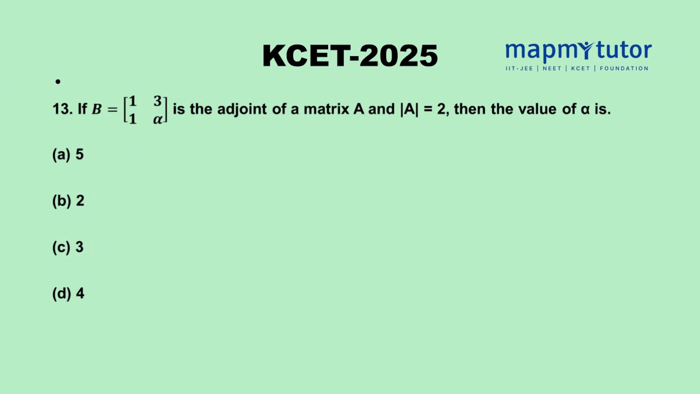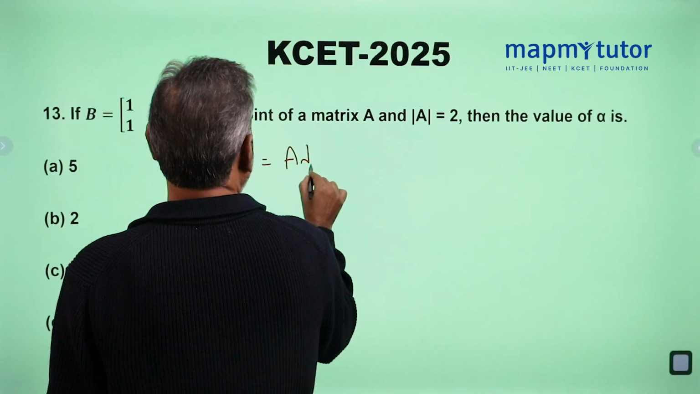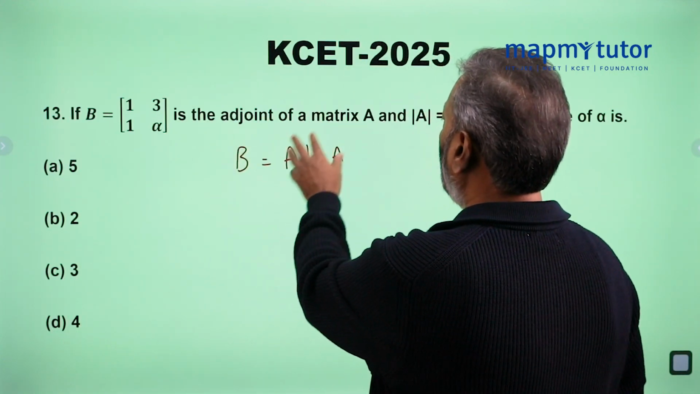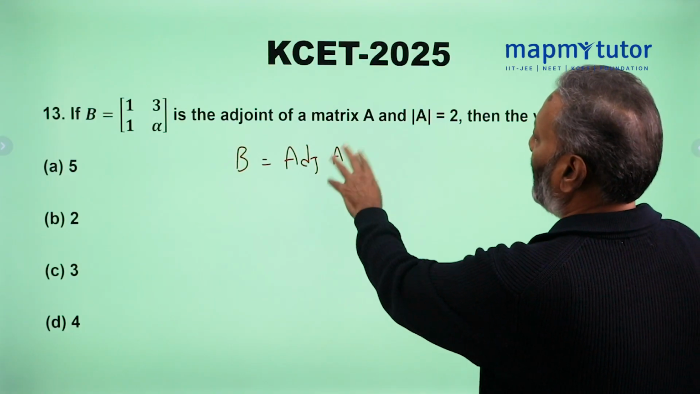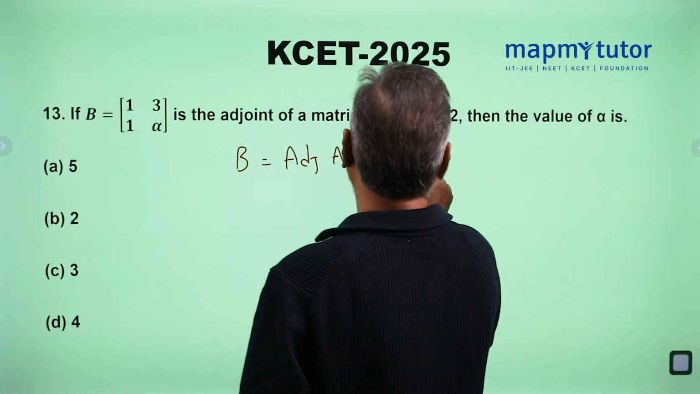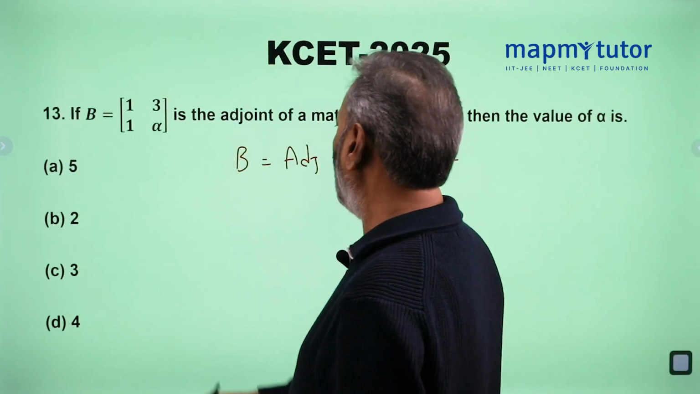B is [1, 3; 1, alpha], okay, is the adjoint of a matrix A. So, B is the adjoint of A. Let us write in the equation format. B is the adjoint of a matrix A. That means adjoint of A is B, or B equal to adjoint A. And det A is given as 2, of course. Then the value of alpha, that unknown, okay?